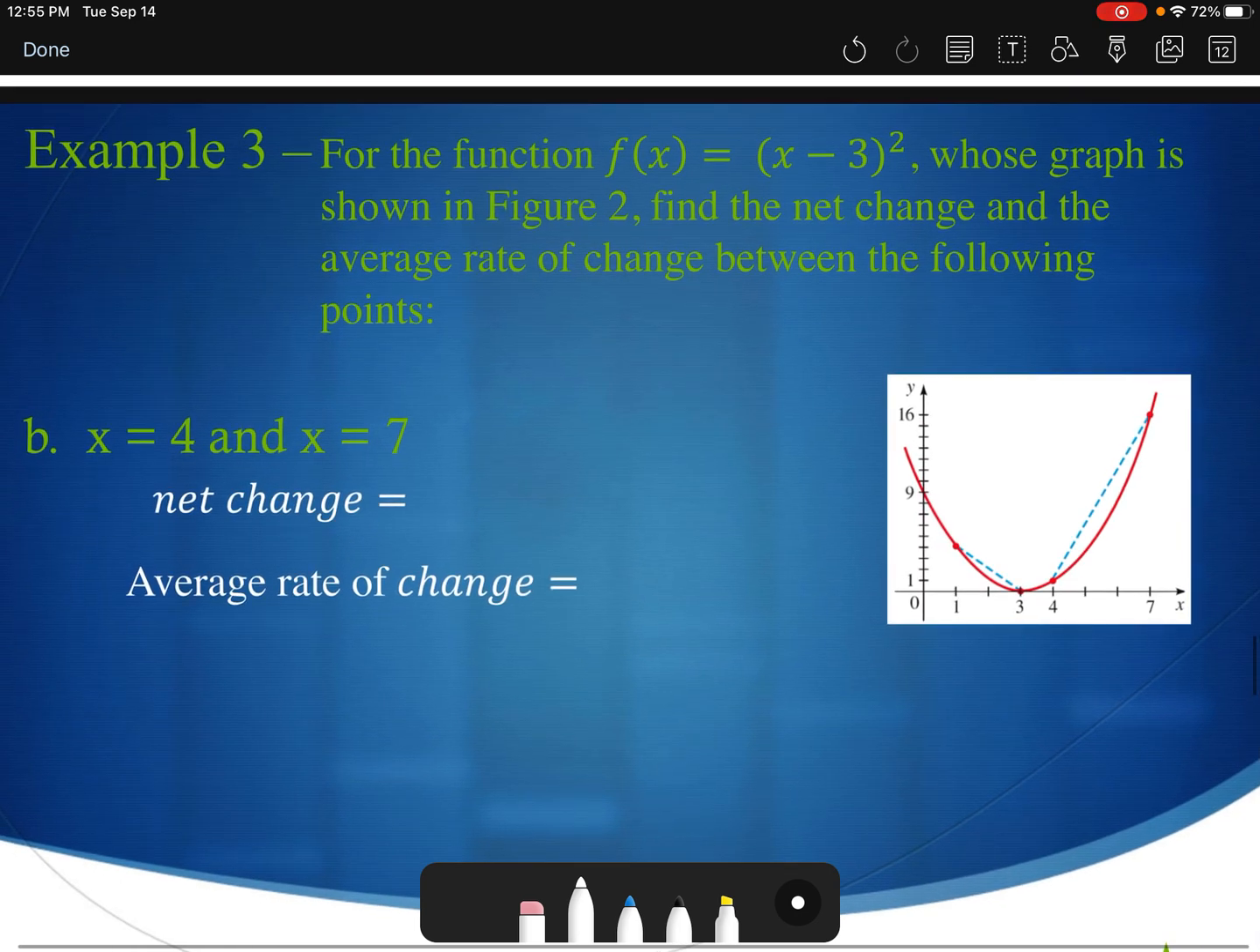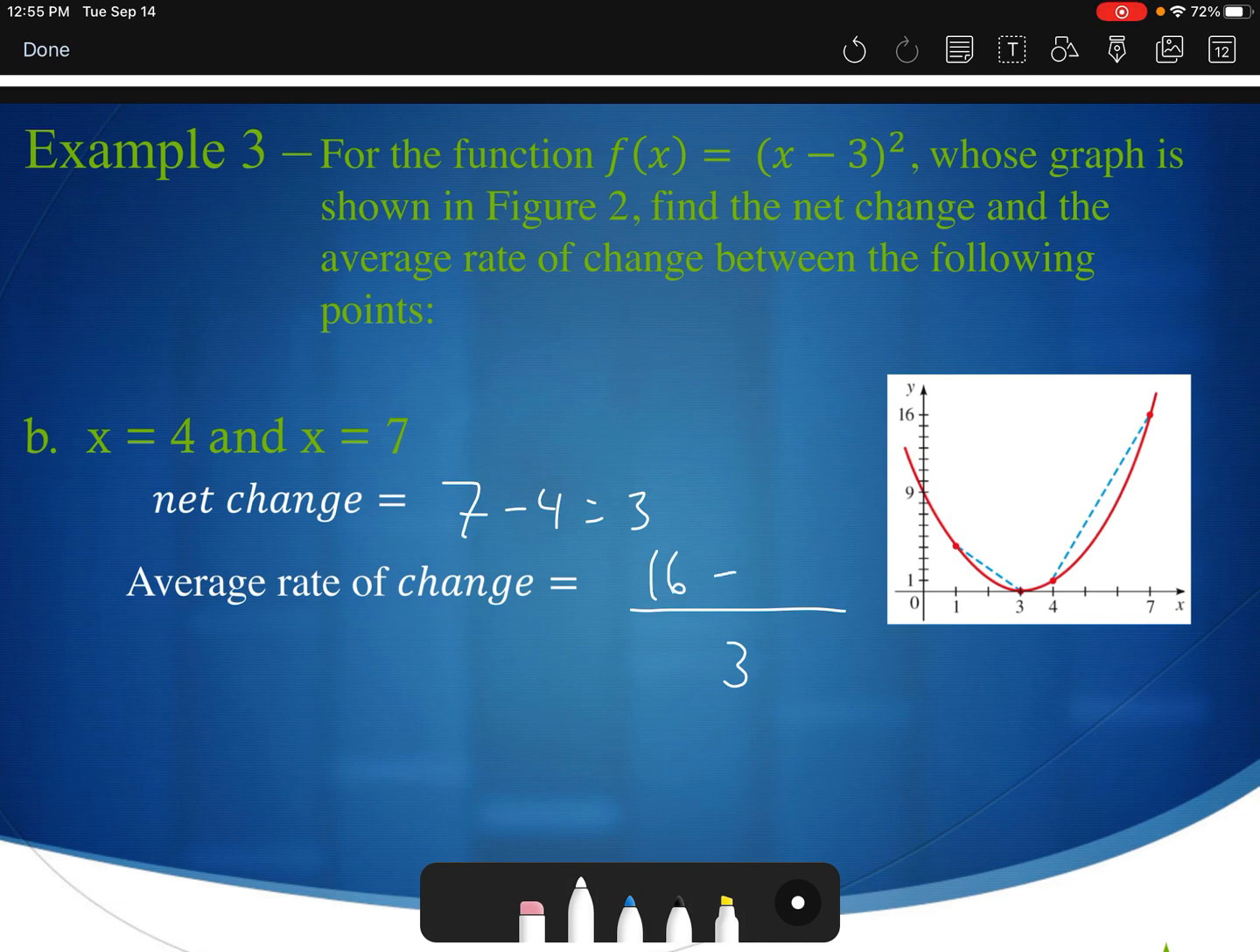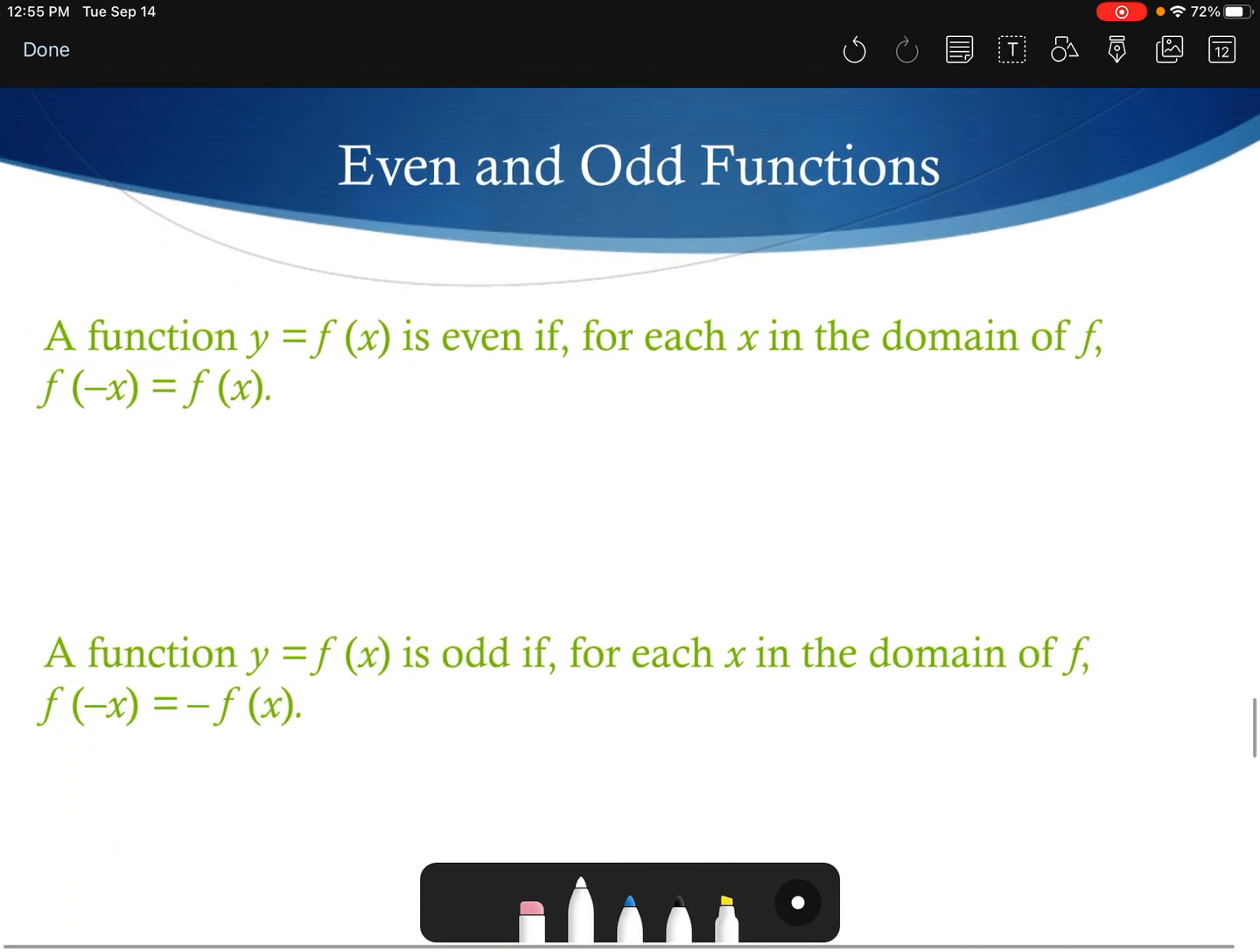So now let's look at the average rate of change between 4 and 7. Well, your net change now is 7 minus 4, which is 3, which we can put down here. What's the average rate of change? Well, I need f of b minus f of a. And it looks like f of 7 is 16, and f of 4 is 1. So that's 15 over 3, so it's 5. So the average rate of change is negative from 1 to 3, but positive from 4 to 7. Okay.